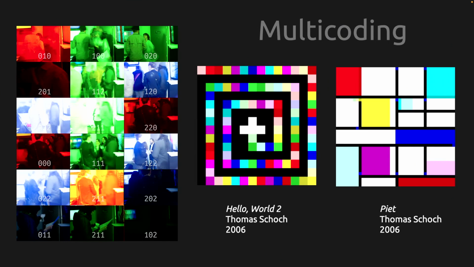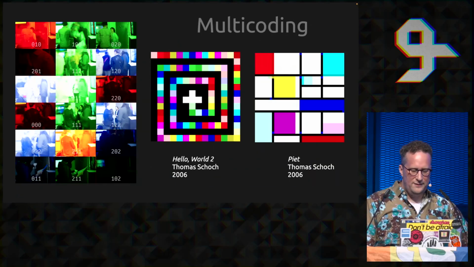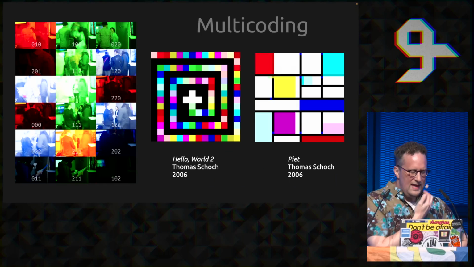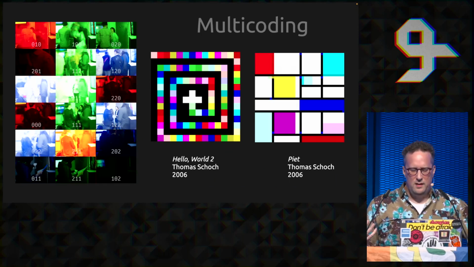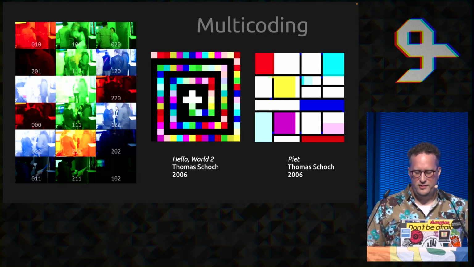A multi-coding esolang is one where code has two different readings. One is code, and one is something else that is not code, such as an image or a series of photographs. The images here are, of course, for the Pete language. The photographs are for the light pattern language. And what's interesting about these is that we can just look at a Pete program as an interesting piece of pixel art.